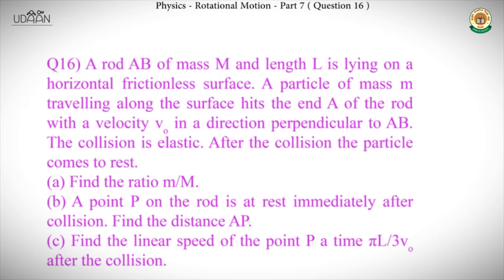A. Find the ratio small m by capital M. B. A point P on the rod is at rest immediately after collision. Find the distance AP. C. Find the linear speed of the point P at a time πL by 3V0 after the collision.